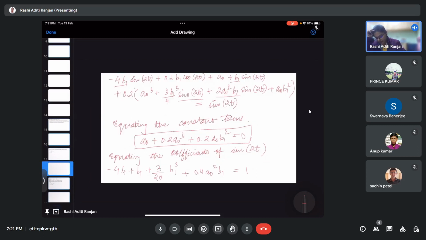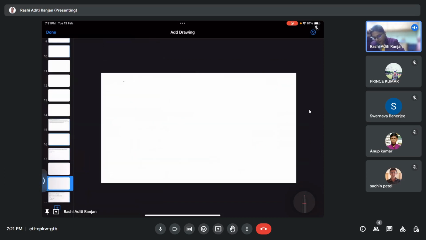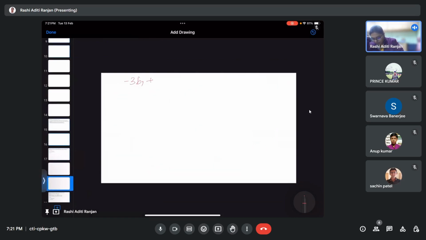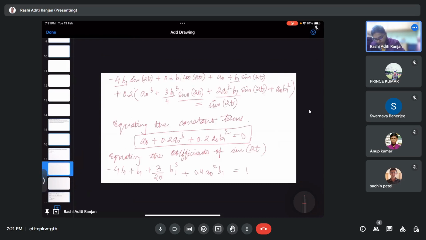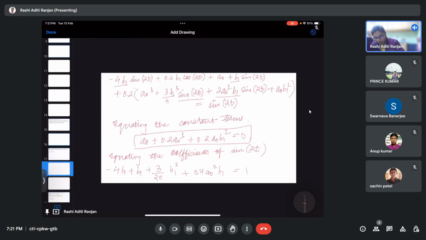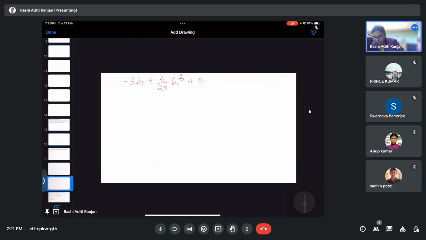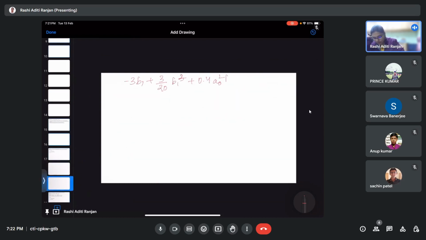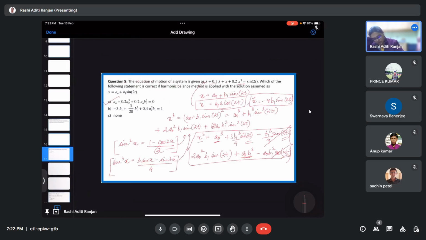So I guess this is what is going to give me my second correct answer, which is minus 3b1, then I have plus 3 by 20 b1 cube. And then I have 0.4 a naught square b1 is equals to 1. Is it there in the option? Yes. So this is also my correct answer.